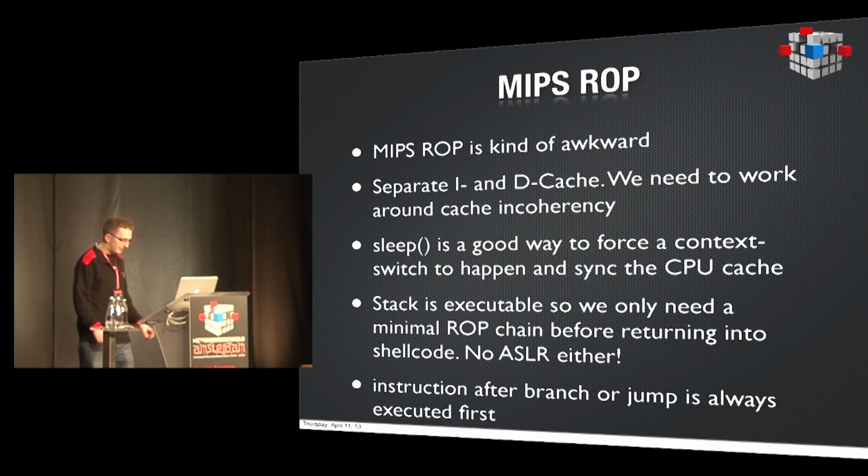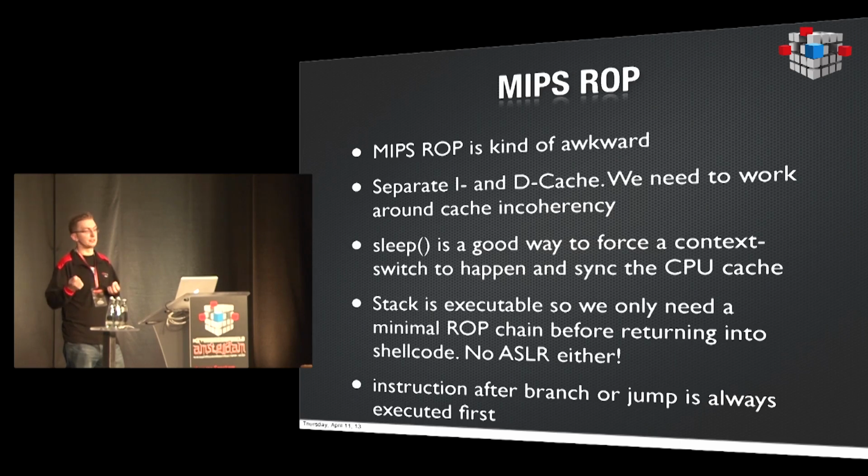So then we still need to bypass the separated instruction and data caches. One way to do this is to force a context switch. An easy way to force a context switch is by invoking some routine that takes some time, to give the OS time to do a context switch. For example, sleep. So we will be returning to sleep with an argument of 1, so there will be a second delay. So it's time to synchronize, and then our code is actually visible for the CPU and it can be executed.